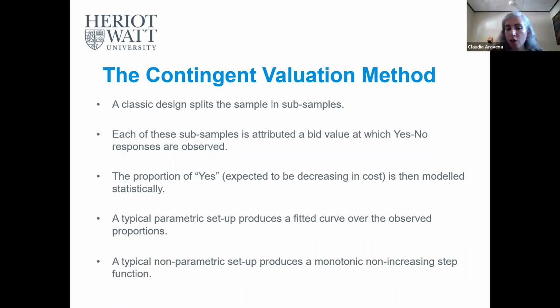A typical parametric setup of this produces a curve over the proportions. In general, you get a negative curve, like a demand curve. The higher the price, the fewer people will say yes.